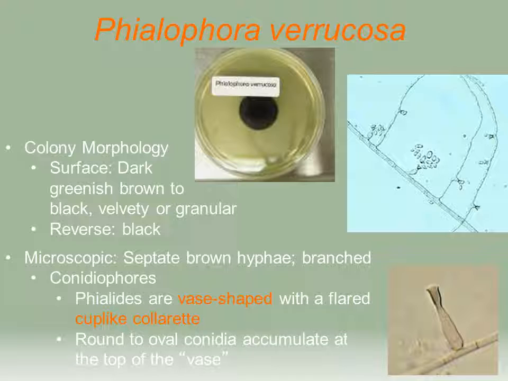Here is the colony morphology as well as a microscopic morphology. An important thing to zero in on for this organism are these phialides that are shaped like a vase. It's kind of cute. And then this flared cup-like collarette. So they look like vases, and that's a key characteristic of this particular organism.